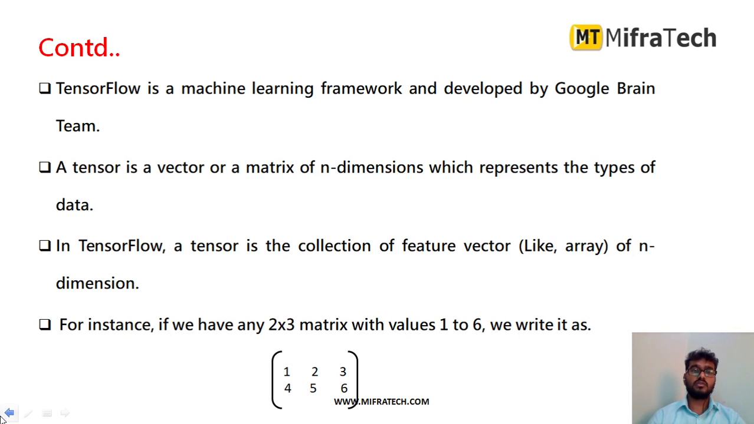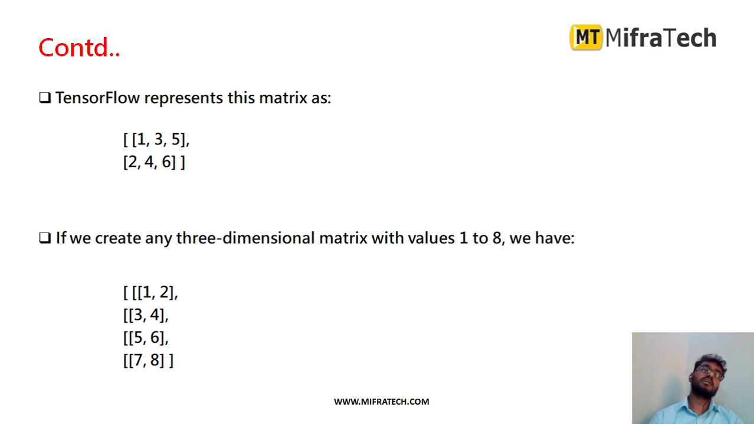A tensor, in TensorFlow terms, is nothing but a vector or a matrix of n dimensions which represents a type of data. That is what a tensor means. In TensorFlow, a tensor is the collection of feature vectors of n dimensions. So the flow of these tensors is TensorFlow. For instance, if you take a 2x3 matrix with values 1 to 6, usually we'll write this matrix like this, but TensorFlow will represent that 1 to 6 matrix like this as a tensor. If we create any 3-dimensional matrix with values 2 by 2 by 2, TensorFlow will create it like this.